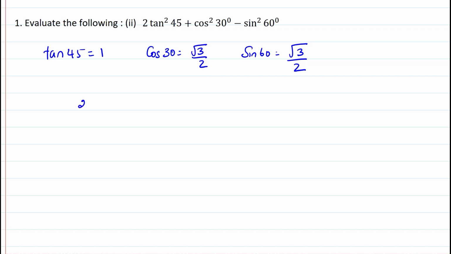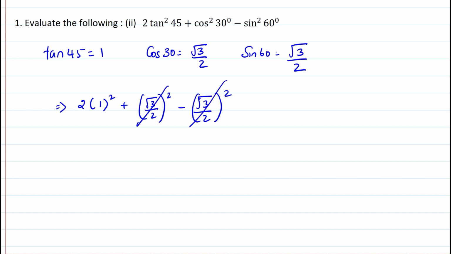So then we will get 2 into tan square 45 will be 2 into 1 the whole square plus root 3 by 2 the whole square minus root 3 by 2 the whole square. Plus root 3 by 2 whole square and minus root 3 by 2 the whole square will get cancelled, and what will remain is only 2. So 2 is the answer. That is the answer for the second question. Now let's go into the third question.